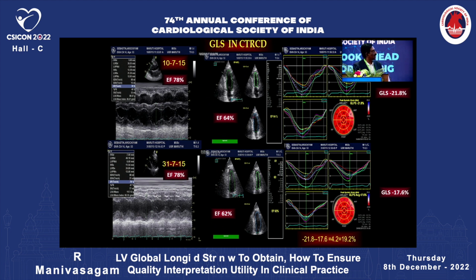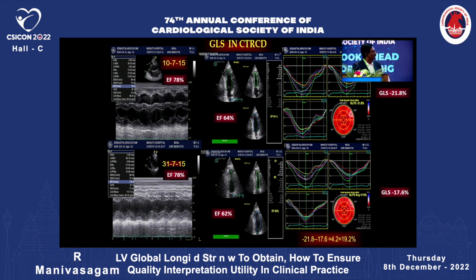This is before starting anthracycline therapy in a cancer patient. This is the baseline echo. Ejection fraction is 78. Nowadays, we don't use this Teichholz method because of the 2015 guidelines. And the automatic endocardial border technique gives 64%. And look at the baseline GLS, that is minus 21.8. This is before starting chemotherapy.